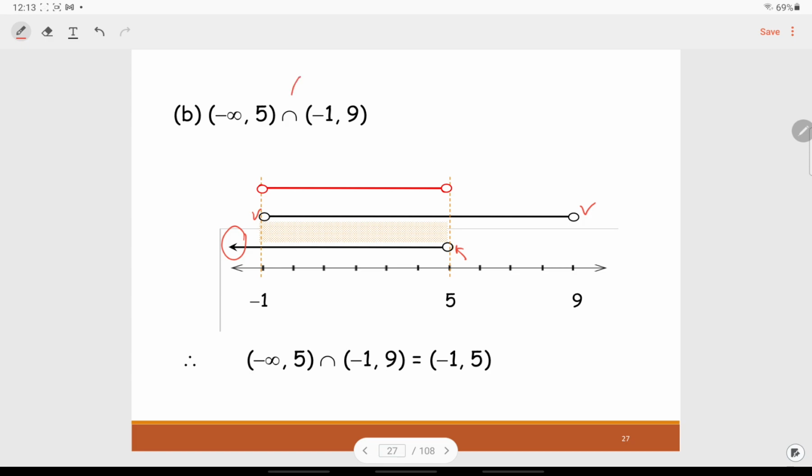Because the question asks you for the intersection, we only find the area covered by both lines. We have this area covered by both lines. On the left side we have a white circle, so we use a white circle. On the right side we also have a white circle, so we use a white circle. Don't forget to finalize your answer. The answer is open -1 up to open 5.